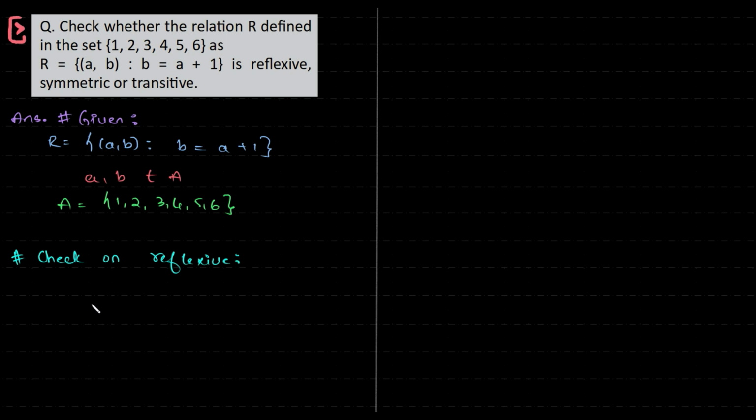Okay, so how will we go about doing this? We have to consider A is equal to 1 and B is equal to 1. So clearly 1 is not equal to 1 plus 1. So from this I can infer that R is not reflexive. Reason: (1, 1) does not belong to R.